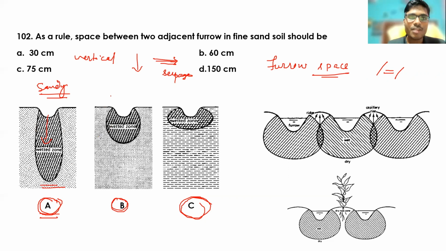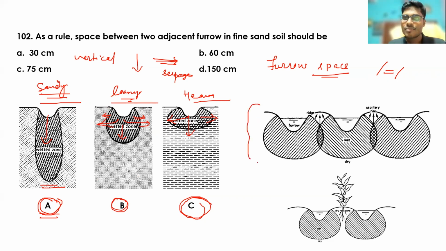But in medium texture or loamy soil, we can see some amount of horizontal infiltration is also going on. At the same time, vertical infiltration is also there. But in heavy texture soil, vertical infiltration is limited and horizontal infiltration is higher than in loamy soil and sandy soil. So figure A is for sandy soil, figure B is for loamy soil, and figure C is for heavy texture soil or clay soil.